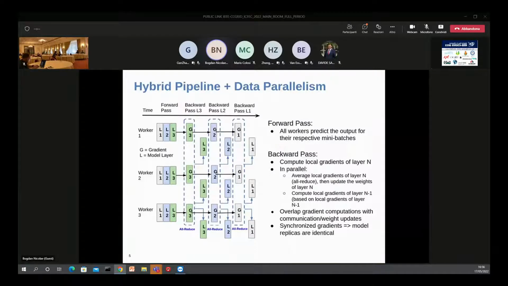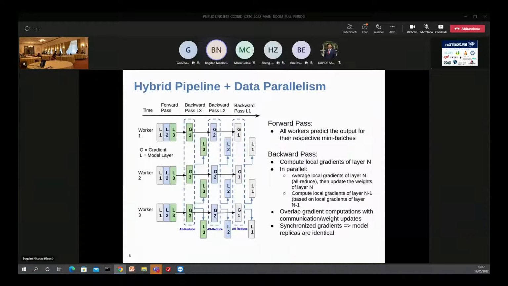So this works in the following fashion. We have the forward pass, which runs on each model replica independently. So each worker then has a different prediction. And then based on that, we start the backward pass. And in the backward pass, we have two aspects that we can run concurrently. So one is calculating the local gradients, for example, for the last layer. And then once we do that, we can calculate the local gradients for the previous layer.